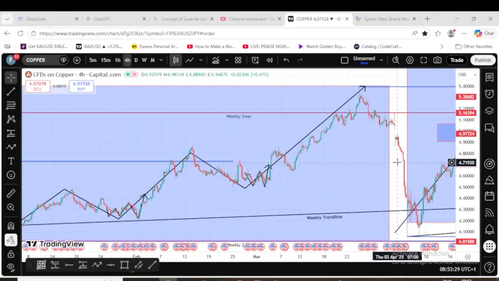Price went... okay, no, it's not quite the same as a triple bottom. It's better to call it a W pattern. Let me draw it in full. So you can see price went down like this, then came up, then came down to the same place, and then formed the W pattern.